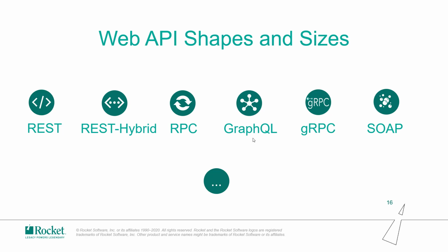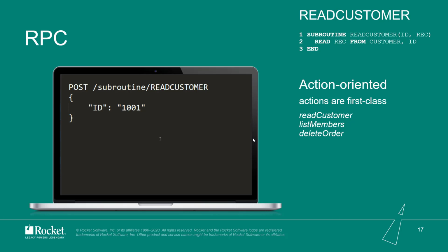REST Hybrid, which is mostly REST, but maybe doesn't adhere to all of the constraints that are mandated by a truly REST API. Then there's RPC, which is basically remote procedure calls over HTTP. And there's other ones as well, GraphQL, which is really adept at being able to query data sources. gRPC, which is very efficient and runs over HTTP2, and of course the venerable SOAP, among other ones as well. Let's take a look at what are some of the differences between some of these API styles, just to get a feel for them.